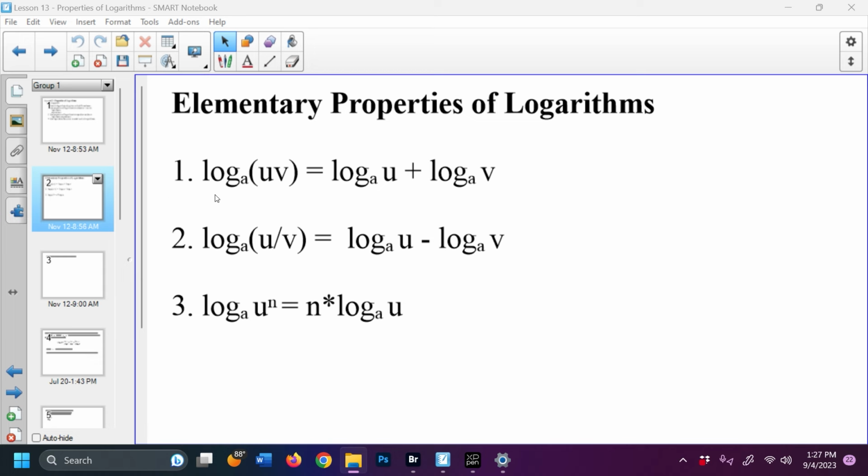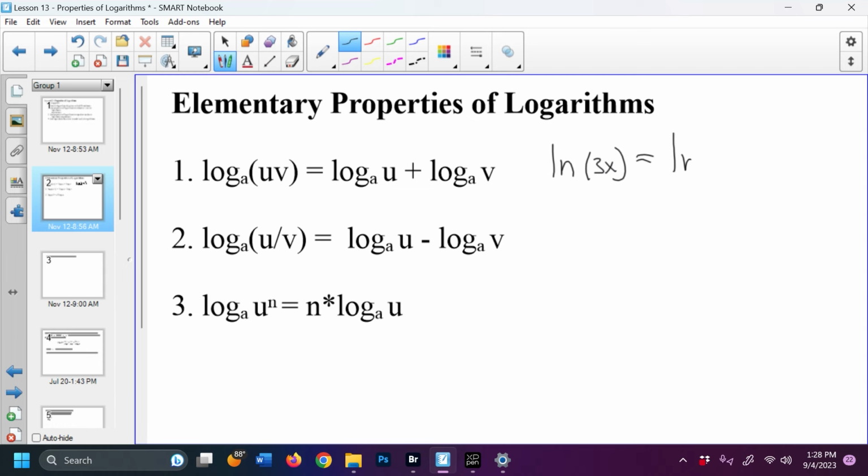Basically what they say is that if you have a logarithm of two different values or expressions that are multiplied together, you can separate them into two logarithms separated by an addition. So a simple example would be: we're going to take the ln of 3x, and we can rewrite that as the ln of 3 plus the ln of x.